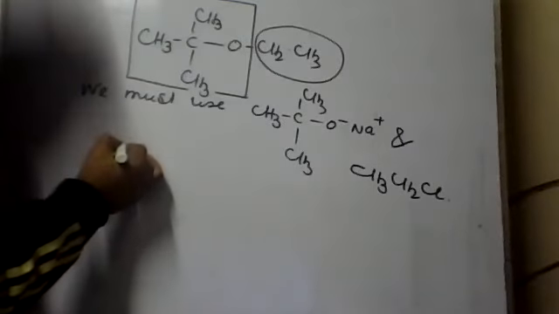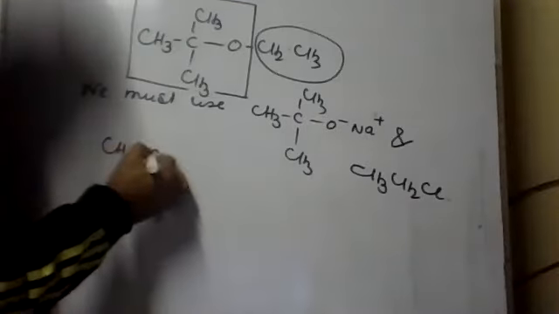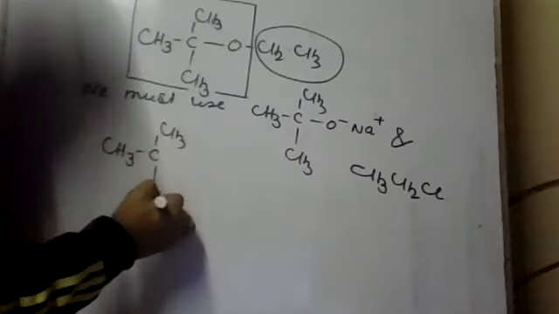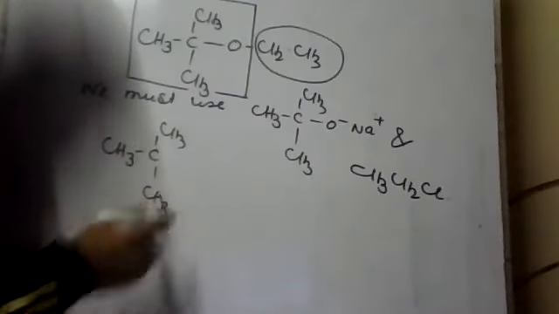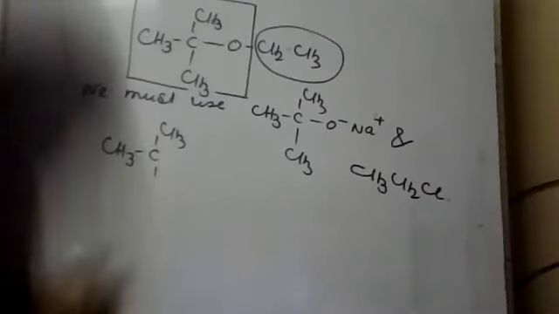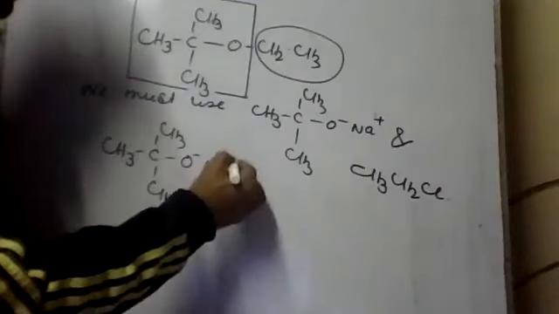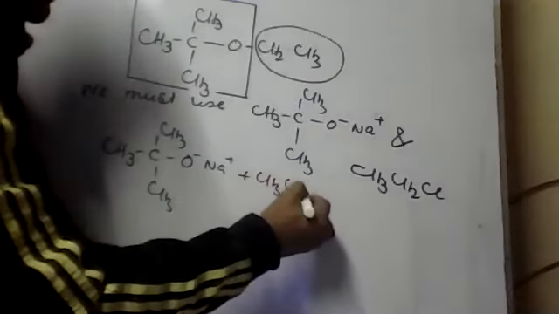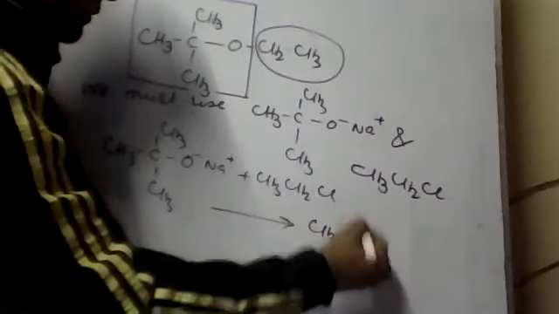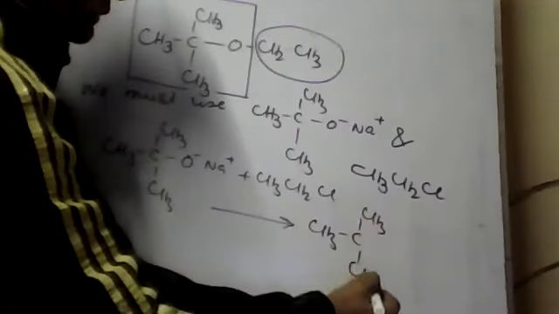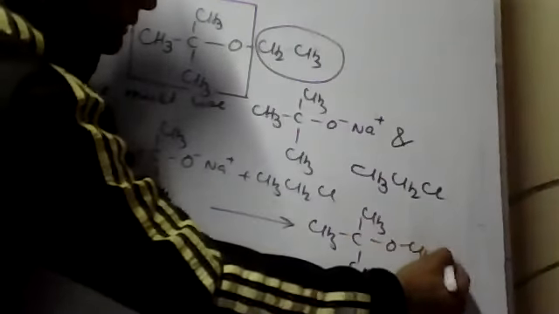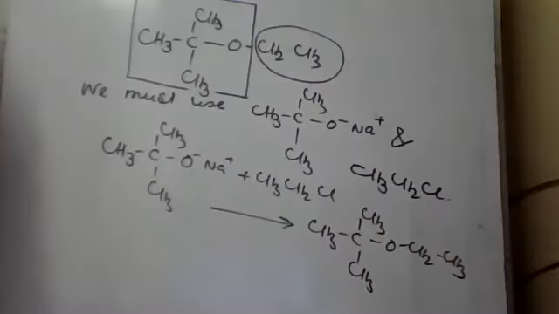Now the reaction is: sodium tertiary butoxide plus CH3CH2Cl. The product will be the required ether, plus NaCl. Now you write, we must not use.